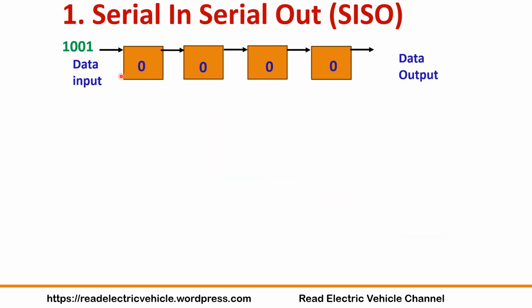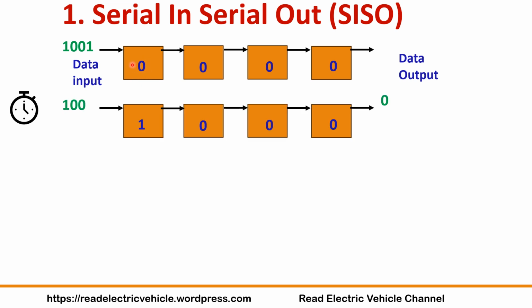Initially all the flip-flops are set to 0, the data input is here, and we will get the data output here. So we give the first clock pulse. When you give the first clock pulse, the first data, that is the LSB, will enter the flip-flop here. Let me draw and show you. This will come here, this data will come here, and this data will be the output.